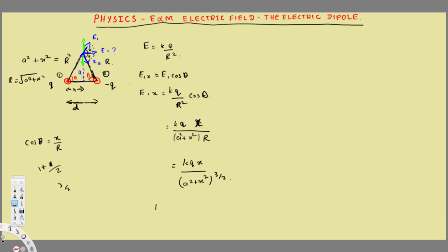To calculate the total electric field, I have to add E1x and this E2x together. The magnitude is going to be the same, since the distance is the same, the angle is the same, the height is the same, everything is the same. So this is going to be equal to E1x, so we can simply put a 2 in front of it. 2kqx over a square plus x square power 3 by 2, right? This is our electric field right now.